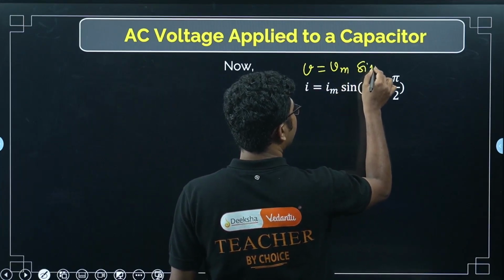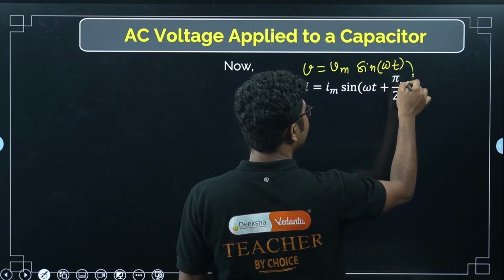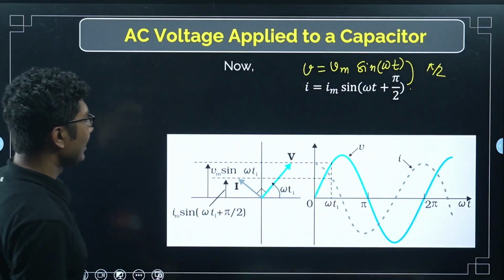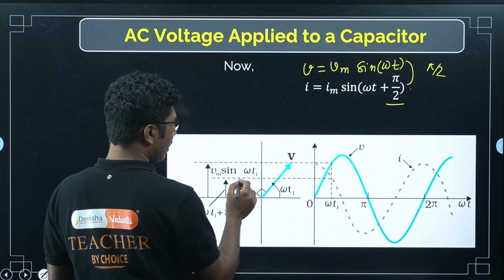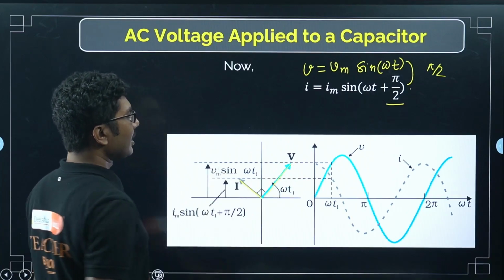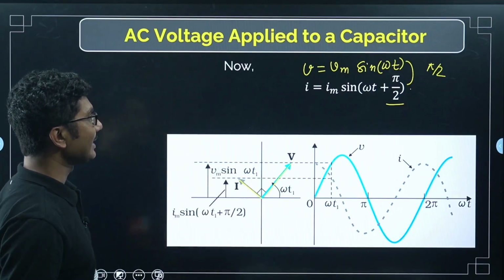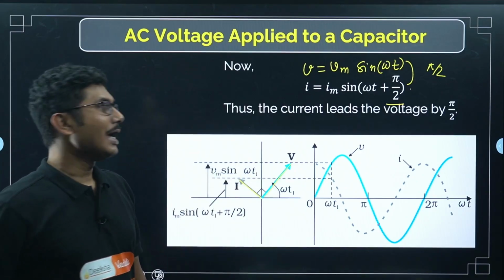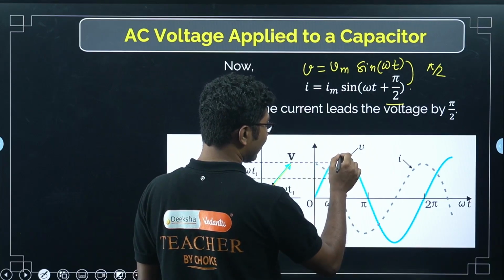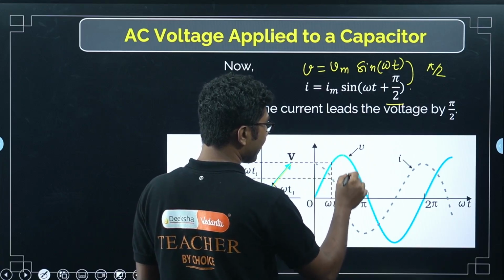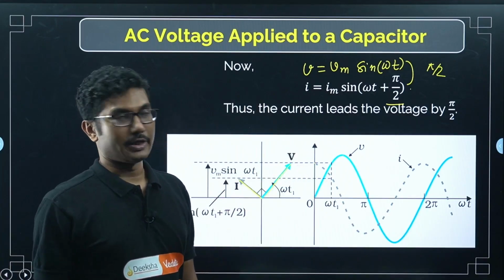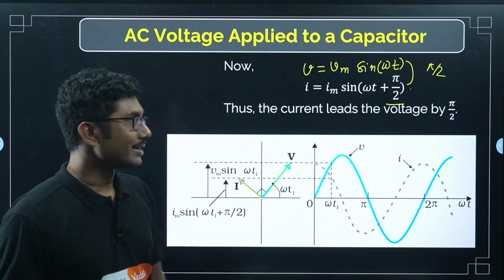Now we can see that these two have a phase difference again of pi by 2, but in this case this is plus pi by 2, so this is ahead in time. When this is reaching pi by 2, the current is already ahead of voltage. So we can say that here current leads the voltage by pi by 2. When the voltage is maximum, current is 0. When the current is maximum, voltage is 0. So there is a pi by 2 phase difference, but initially current is ahead of the voltage. This is why we say current leads the voltage, right?